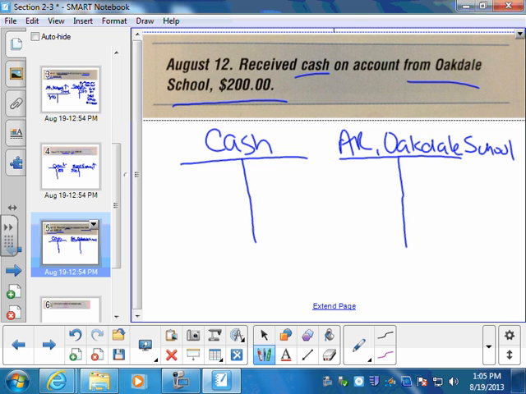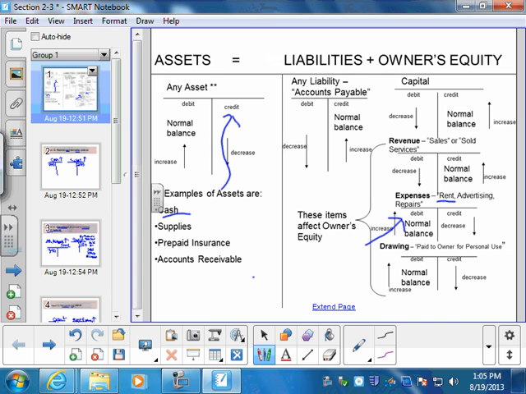So our cash, we received cash, so our cash is going up. But the balance that Oakdale School owes us, that balance is going to go down because they're going to owe us less money. We're going to go up to our chart. We're going to look at our assets because we're dealing with two assets. We're dealing with cash. Nope, not prepaid insurance. We're dealing with account receivable.